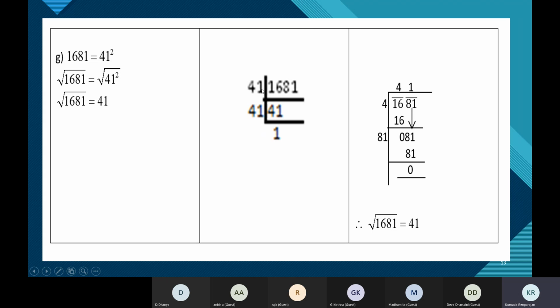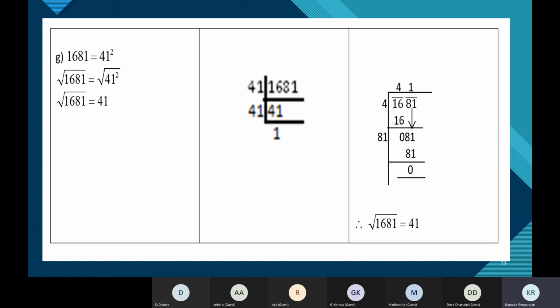1681. So you tried with 2, you tried with 3, you tried with 5, 7, 11, 13, not working. What to do? You must hit this number 41 straight away. How? This number lies, so you should use the convenient squares. 10 square is 100, 20 square is 400, 30 square is 900 because 30 into 30 is 900.